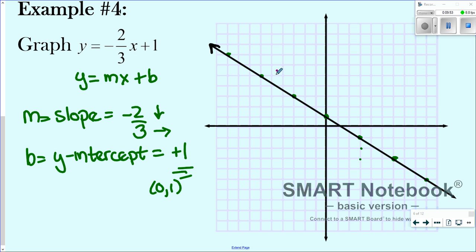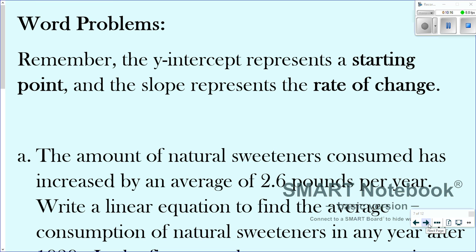Get into the habit of labeling your line because if you work with more than one line, you need to distinguish the two lines from each other. And there you go. That is how you draw a line on a graph using your slope and your y-intercept. Right, let's go on to the next.